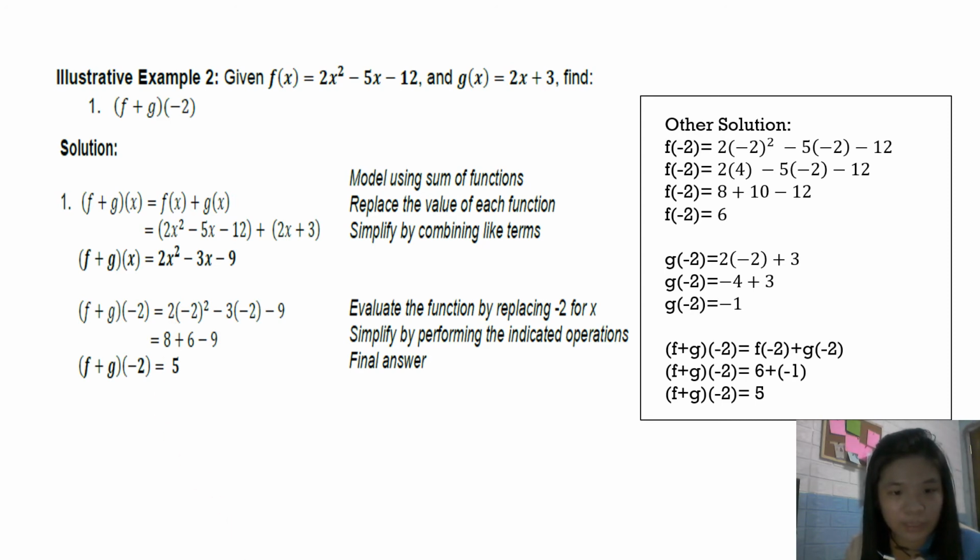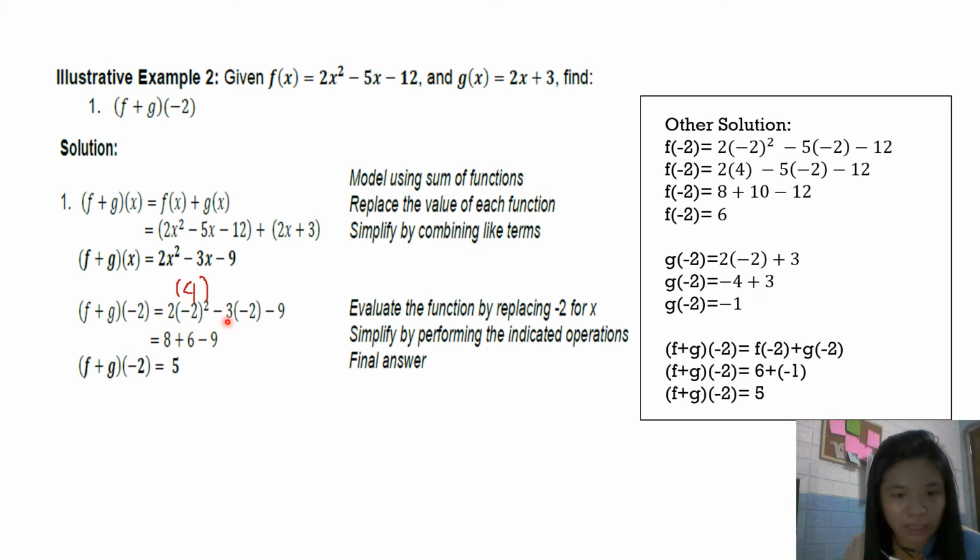Negative 2 squared is equal to negative 2 times negative 2. Negative 2 times negative 2 is positive 4. Multiplying both negative signs will result to positive. Okay. So, parenthesis na tayo. 2 times 4 is 8.